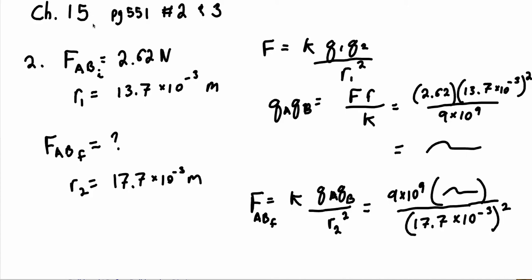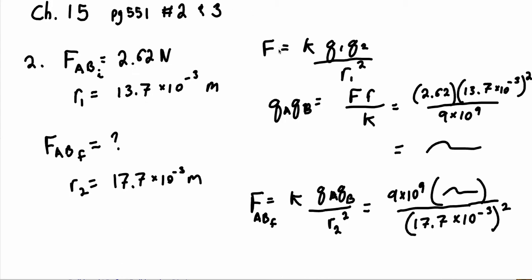Okay, so this is chapter 15, number 2 and 3. If you look at number 2 in here, we're given that the force between two charges, A and B, is equal to 2.62 newtons. And we're given that the distance they're separated is 13.7 times 10 to the negative 3 meters. So that's 13.7 millimeters. This is the force, and this is the distance they are apart.